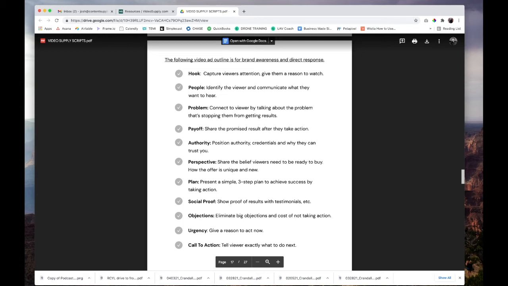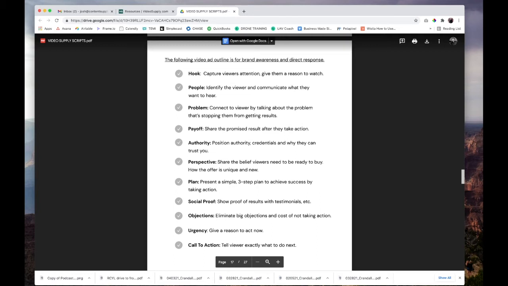And then the plan. This is where you present a simple 3-step plan to achieve success by taking action with you in your business. And then social proof. This is where you share and show proof of results with testimonials and things like that. And then there's objections. This is where you eliminate big objections and the cost of not taking action right now. And then urgency. This is giving a reason to act now: a limited time offer, only so many people can join or buy this product. It's limited. And then the end is the call to action. You want to tell the viewer exactly what to do next.